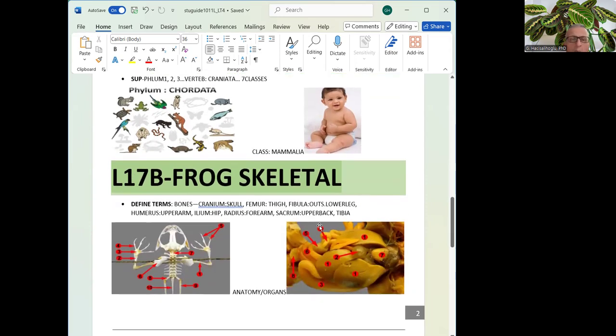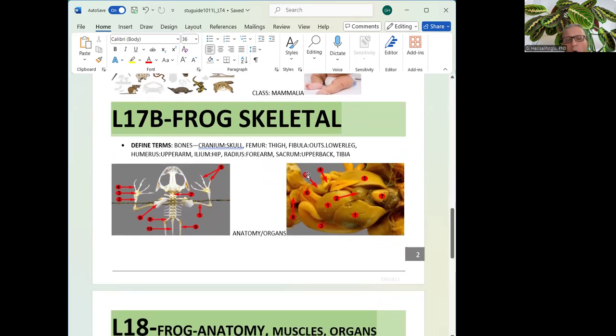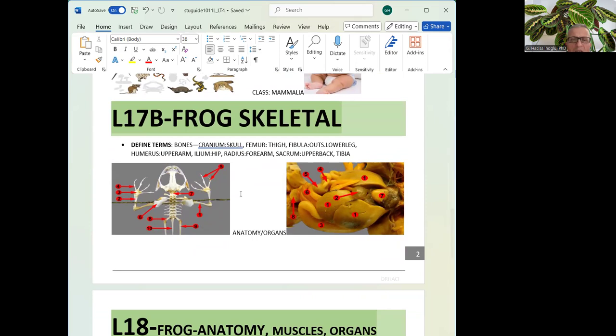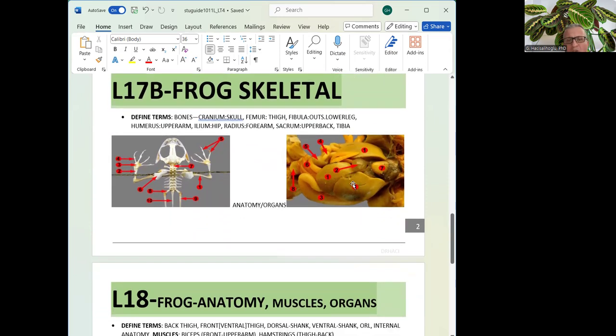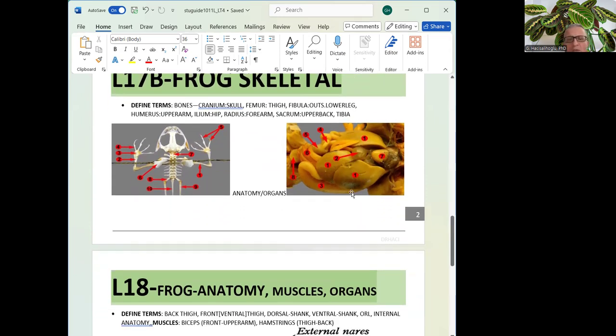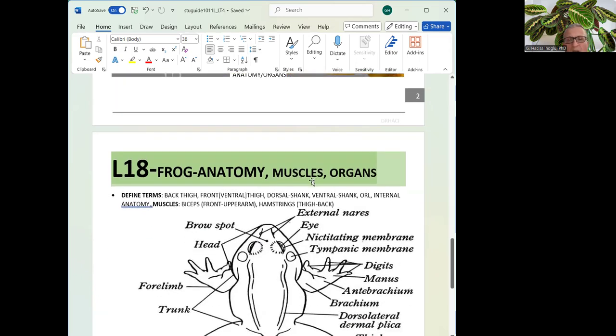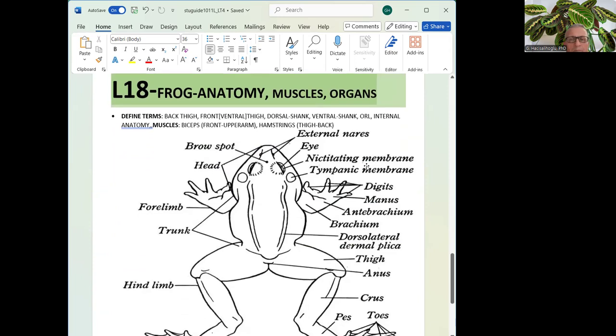The next topic is also Lab 17, which is the frog skeletal system. Frog is in both 17 and 18. Frog bones: make sure that you go over the bone names, where each of the bones is, what its name is, and that you can identify them from these types of pictures. Also the internal organs and anatomy of the frog: where the heart is, where the stomach is, where the other organs are, plus frog muscles. The muscle system is also important in Lab 18.